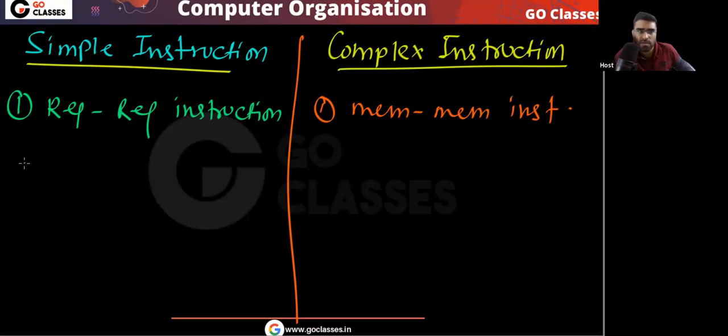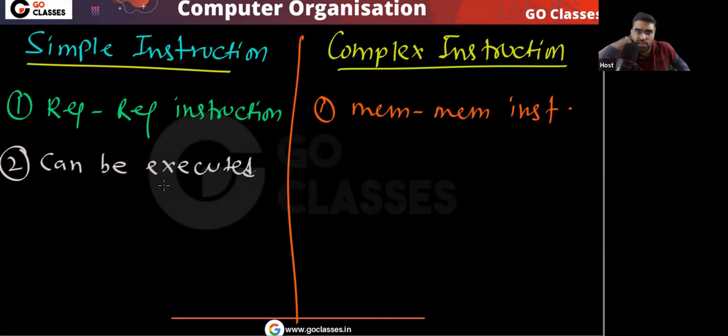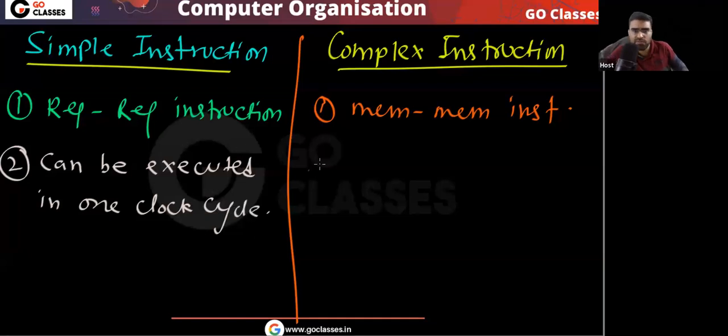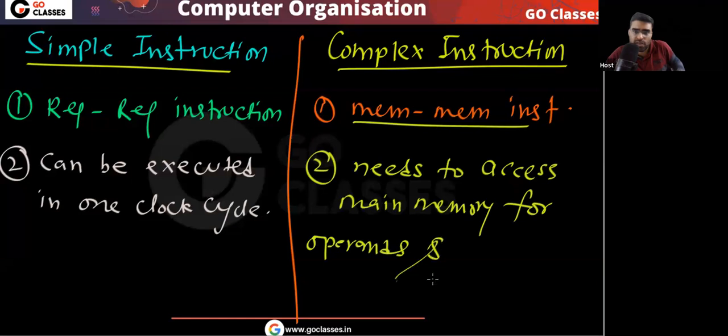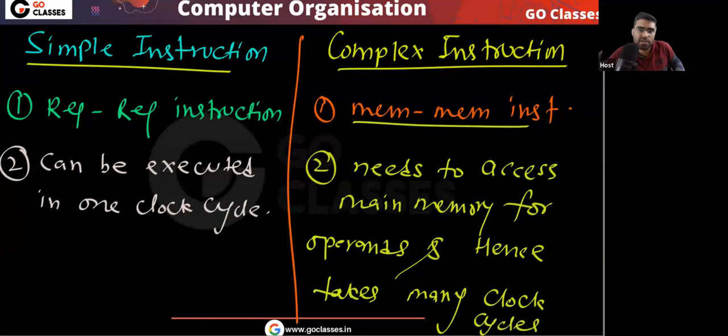Why is a register instruction a simple instruction? The reason is very simple: it can be executed in one clock cycle. Is this clear? And this memory instruction is a complex instruction because it needs to access main memory for operands, and hence it takes many clock cycles. Is this clear? Is this understood?